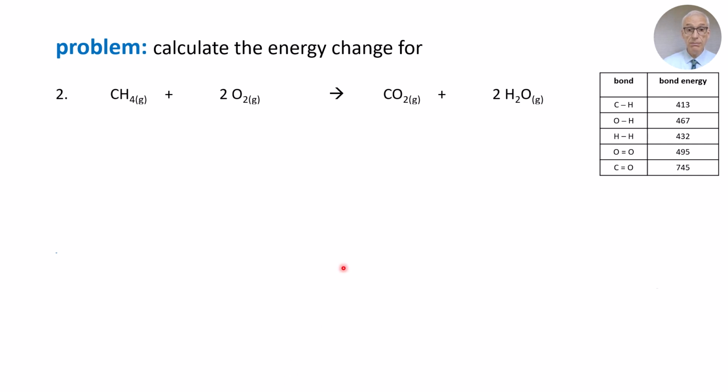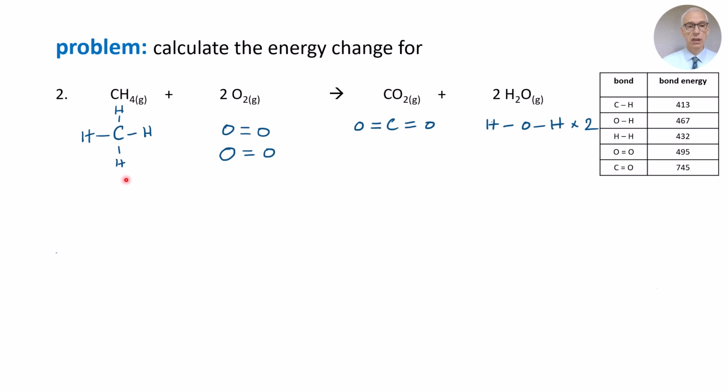A second problem: calculate the energy change for the reaction between methane and oxygen to make carbon dioxide and water. Now, on this occasion, I think I'll give you the bond analysis. We've got methane, we've got oxygen, we've got carbon dioxide, and we have water. So I've shown the covalent bonds present in the reactants and the products. And that is the common practice in the exam papers. So from here, stop the lesson, calculate the total energy change, the overall energy change, and come back to check and correct when you are ready.